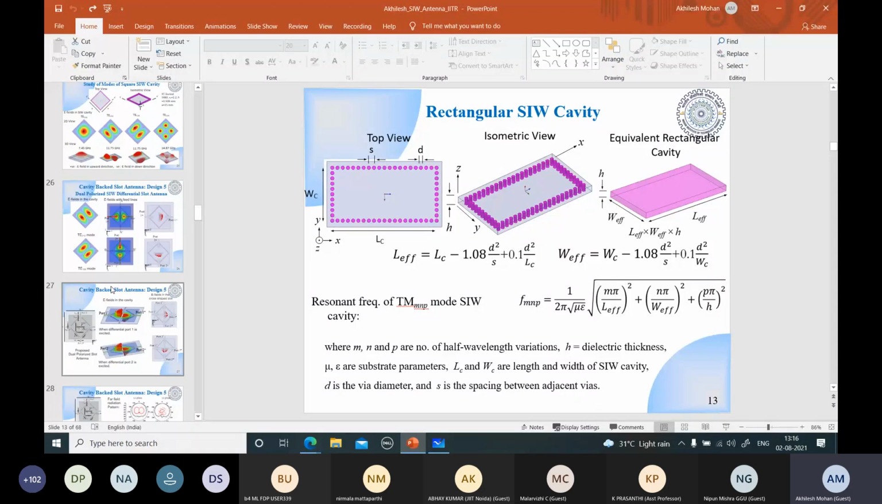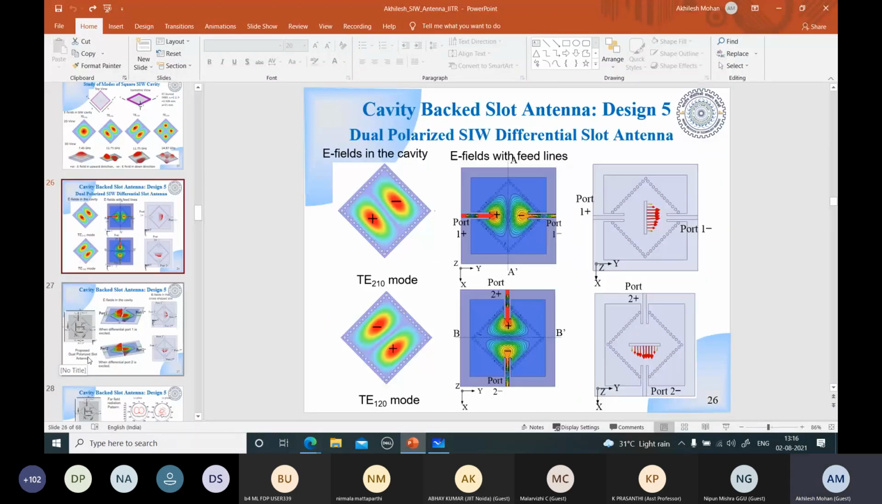Okay, so I will start with, so I will take another design.